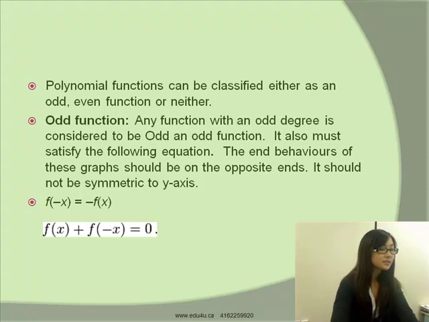f of negative x is equal to negative f of x if and only if f of x is odd. In other words, f of x plus f of negative x is equal to 0 if f of x is odd.